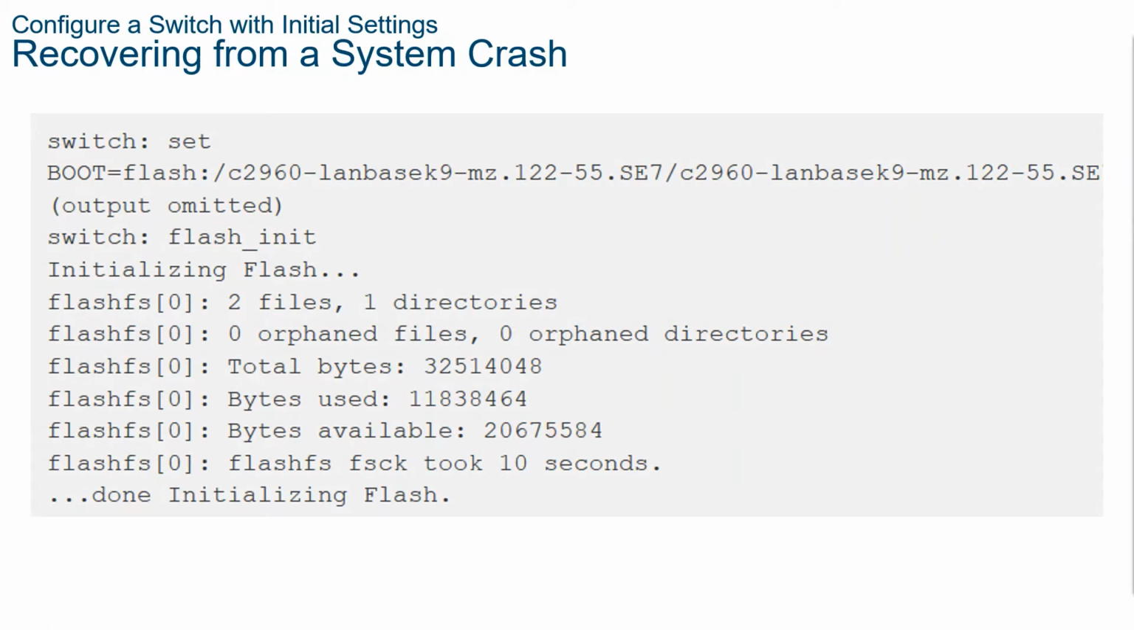By default, the switch attempts to automatically boot up by using information in the boot environment variable. So to view the path of the switch boot environment variable, type the set command, like what you see here on the screen. Then initialize the flash file system using the flash init command, and view the current files in the flash as shown in the output here.